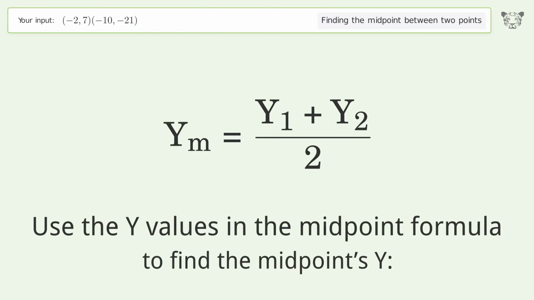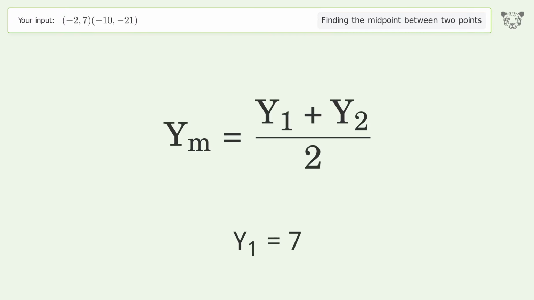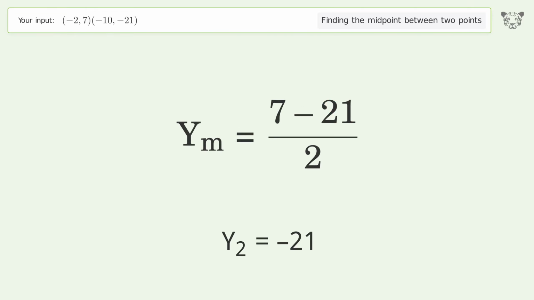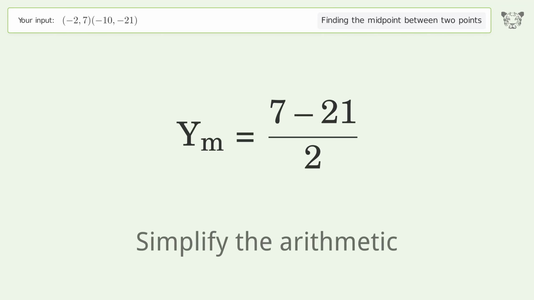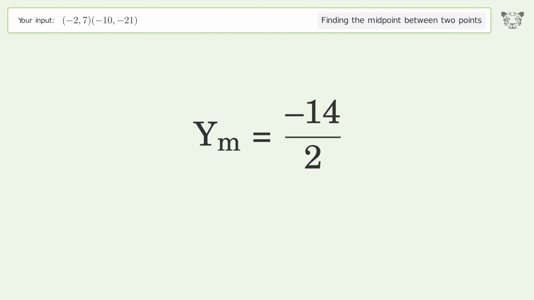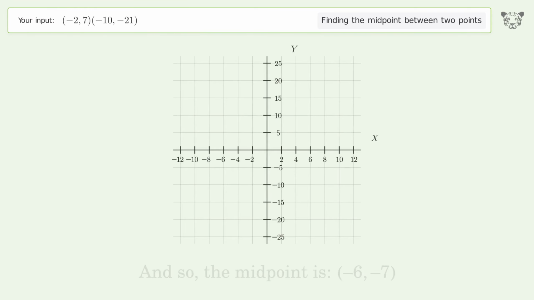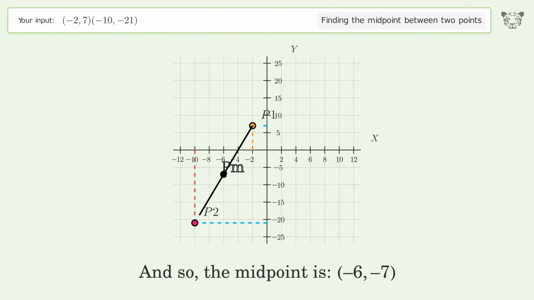Use the y values in the midpoint formula to find the midpoint's y. y1 equals 7. y2 equals -21. Simplify the arithmetic. And so, the midpoint is -6, -7.